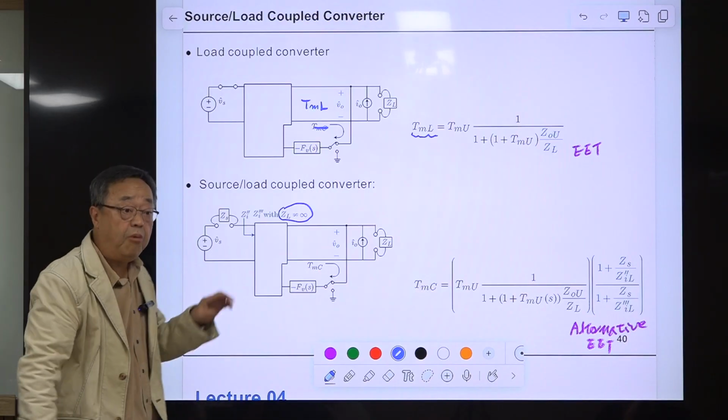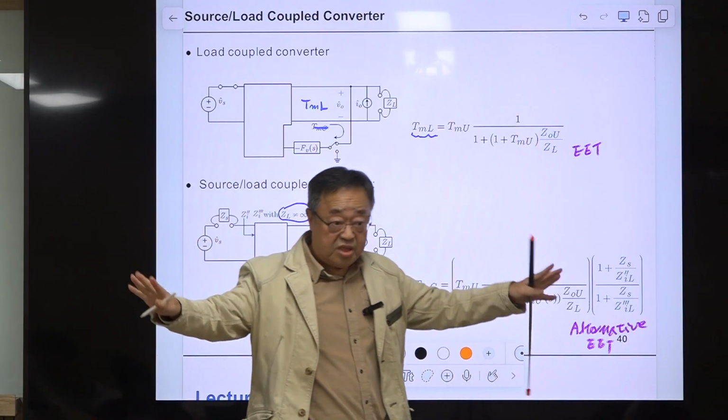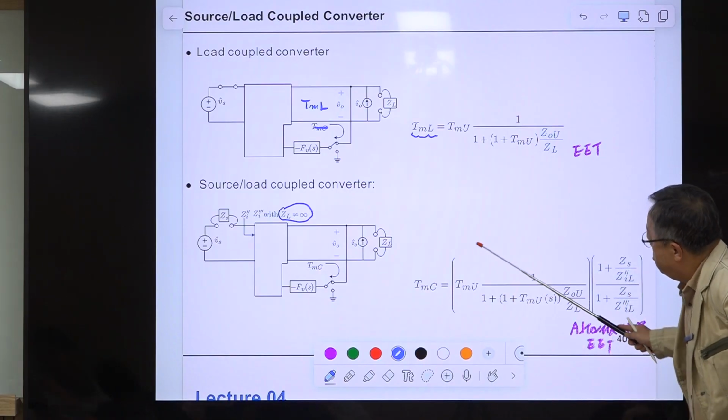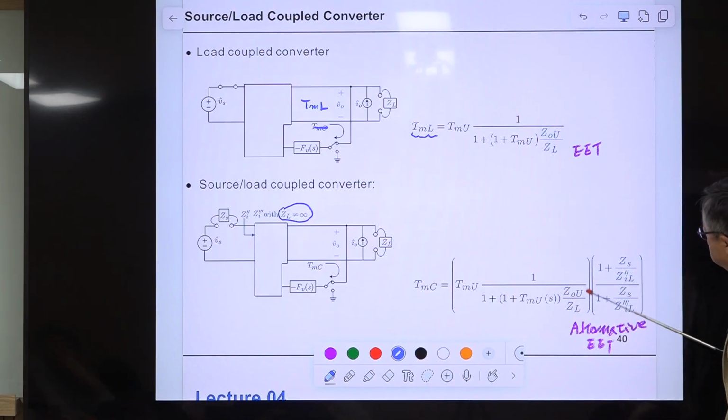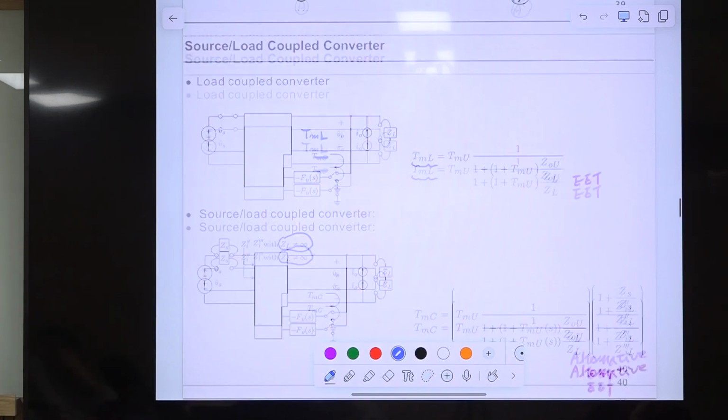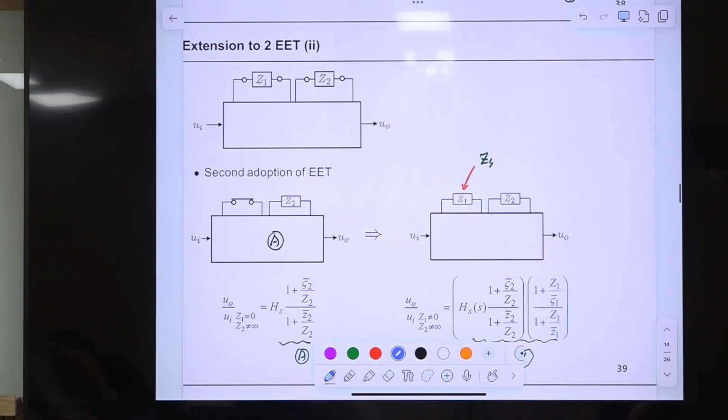So C means completely coupled. Both sides are coupled, completely coupled. Then you evaluate this and you add this additional term. This is the alternative EET expression. You understand this, right? Because this is a two-step procedure. I explained this here, and that here. Same thing, right?